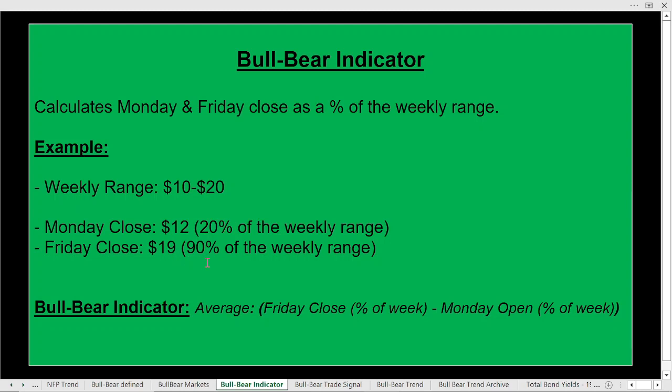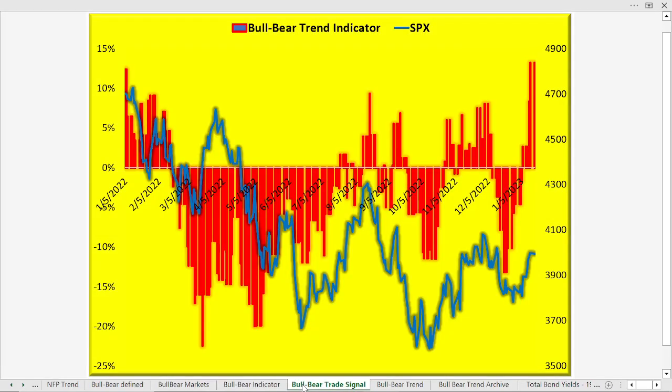The bull bear trend indicator is calculated as an average of the Friday close as a percentage of the week, subtract the Monday open as a percentage of the week. Well, this is what the charts look like. The blue line represents the S&P 500 going back to January of 2022 through present day, and the red histogram bar shows the bull bear trend indicator.